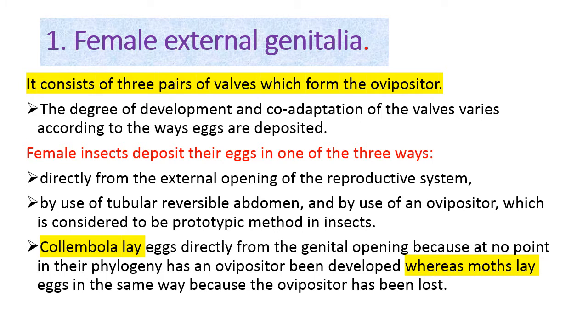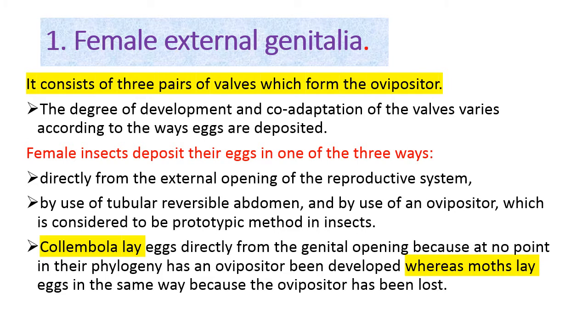The degree of development and co-adaptation of these valves varies according to the way the female is laying eggs. The female insects deposit their eggs in one of three ways. She can lay directly from the external opening of the reproductive system, or by the use of a tubular reversible abdomen, or by use of an ovipositor, which is very important. It is basically the prototypic method of insects, that is, laying eggs through an ovipositor.